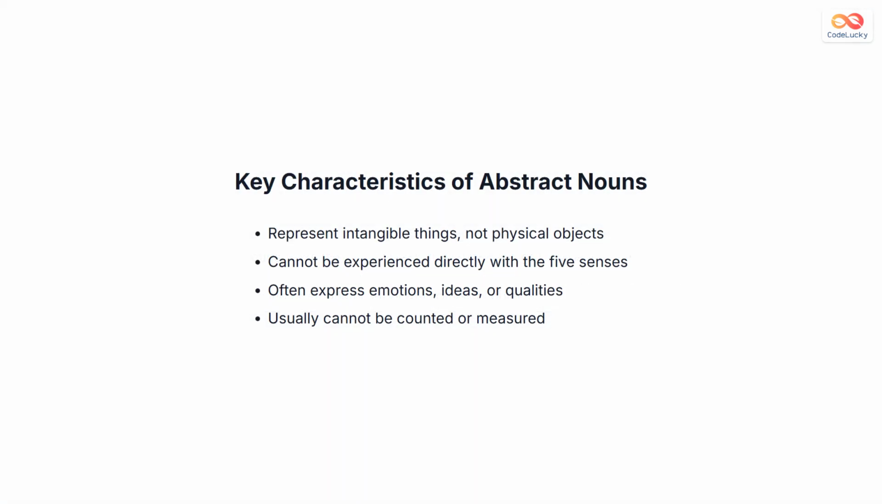Abstract nouns represent things that are not physical objects. You cannot experience them directly with your five senses. They often express emotions, ideas, or qualities. Usually, they cannot be counted or measured.